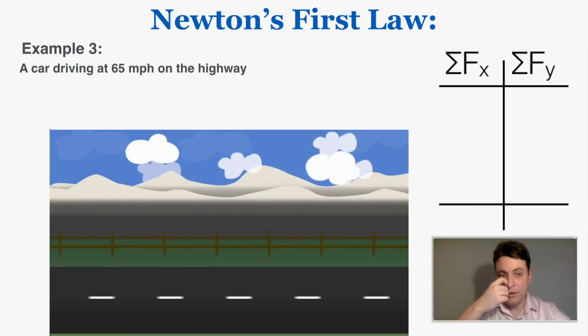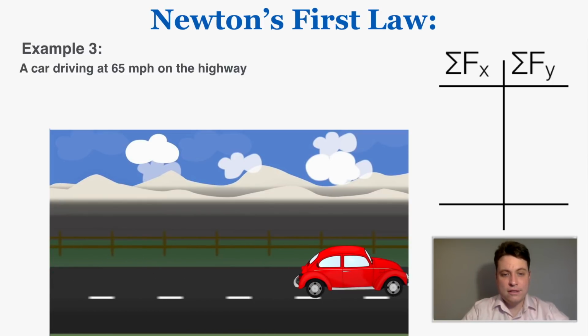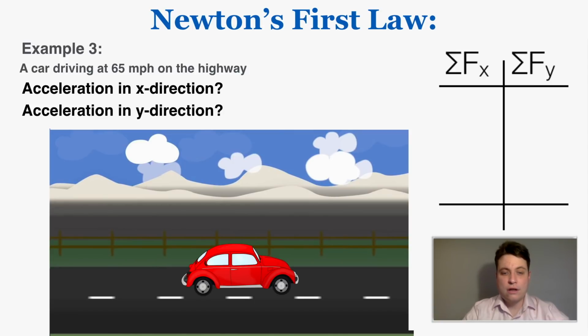Let's look at another example. Here, a car is driving at 65 miles per hour on the highway. And so we can ask, is this car accelerating? And it's definitely not accelerating in the y direction. It's not going up or down at all, so its y velocity is staying at 0. But it's actually not accelerating in the x direction either, because it's maintaining a constant velocity of 65 miles per hour.